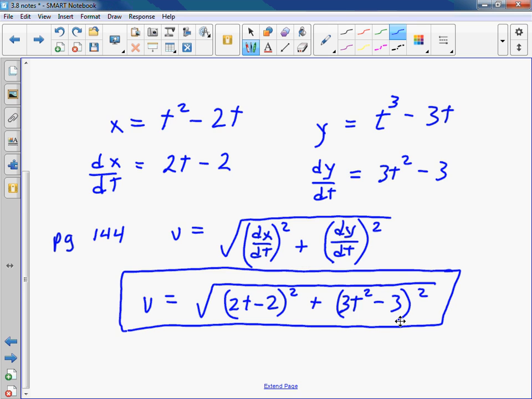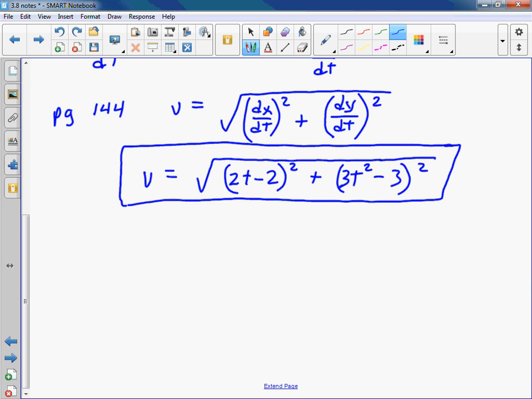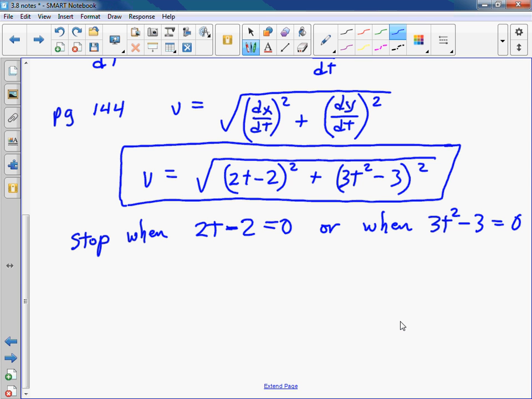And now all we got to do is figure out at what time t that this particle stops moving. So we know that it would stop when 2t minus 2 equals 0, or when 3t squared minus 3 equals 0. So we're saying when the first derivative equals 0. When the slope of the tangent line is 0, then the velocity is 0, if just for an instant, it's instantaneous velocity. So, well, let's solve this then.